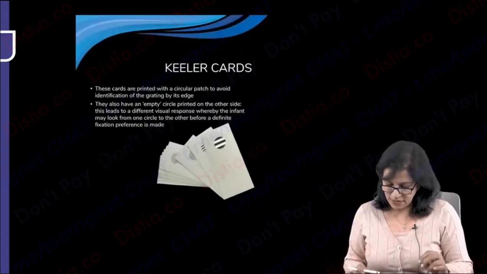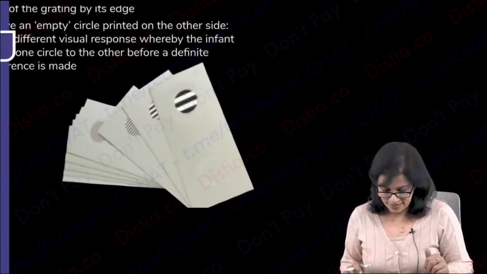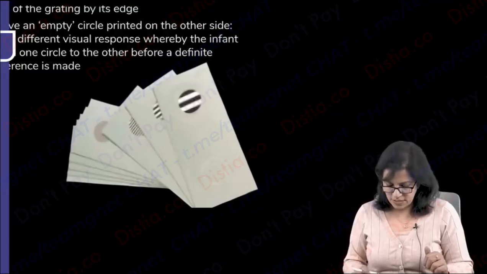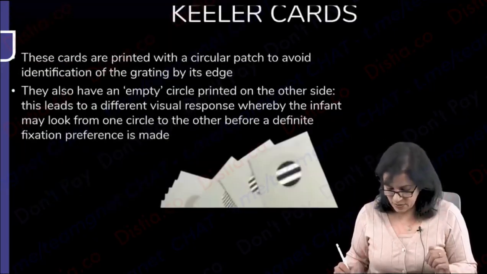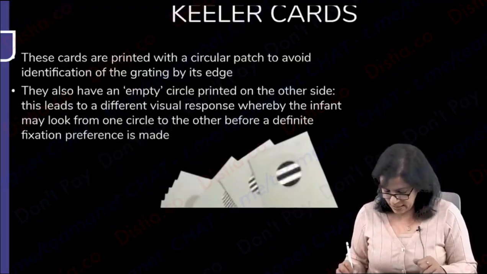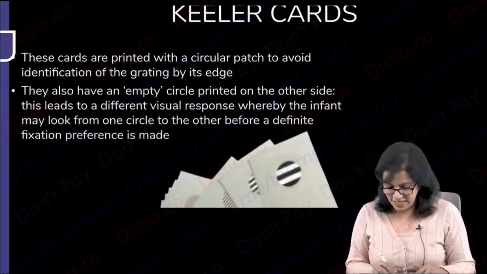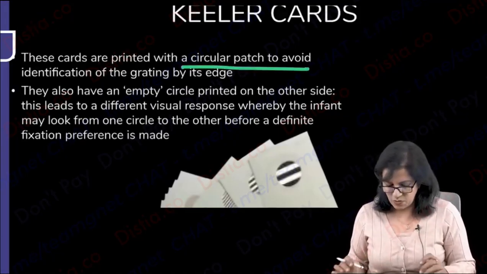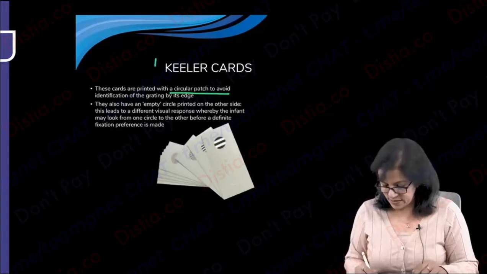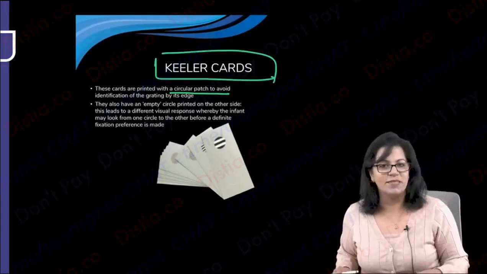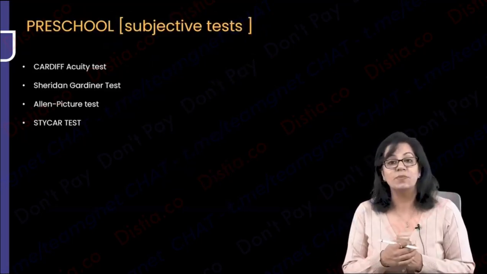Similarly, we have Keeler's chart, which looks something like this. We don't need to go into the details of what is written. This Keeler is also used for the preferential looking test. So there is a circular patch to avoid identification of the grating by its edges. That is why there is a circular patch. So these details are not much needed. Just know the name. One is Teller's, one is Keeler's. Please just understand the names. Know the names. Okay, we come to the next group of patients, the preschool.